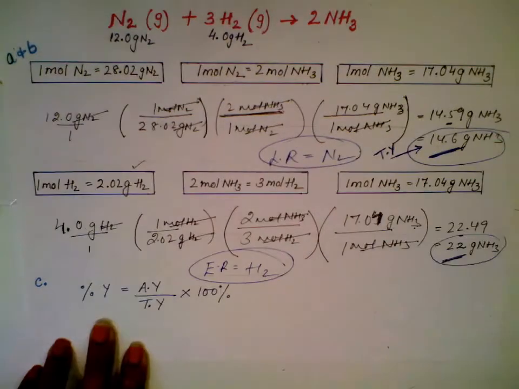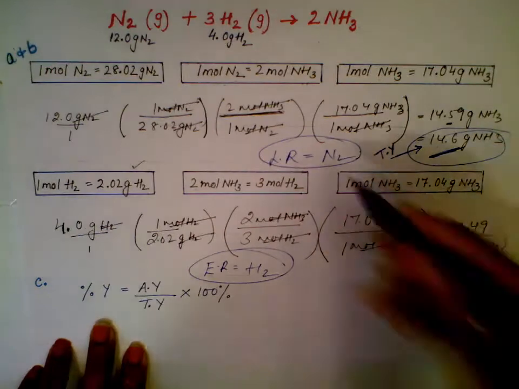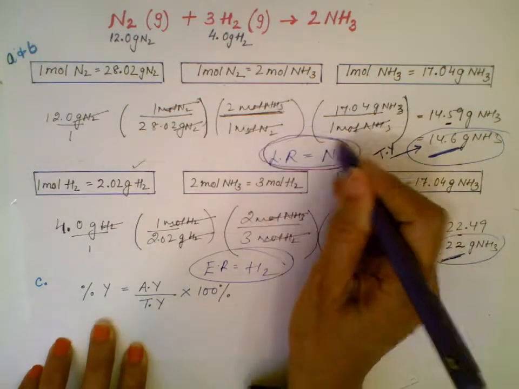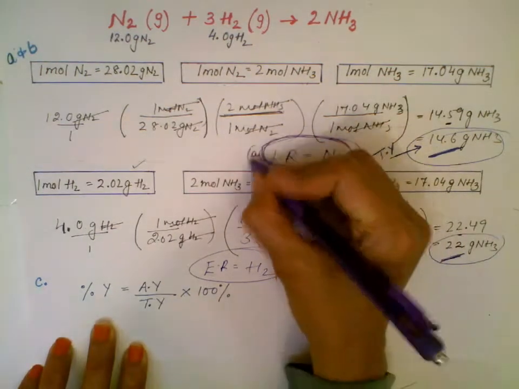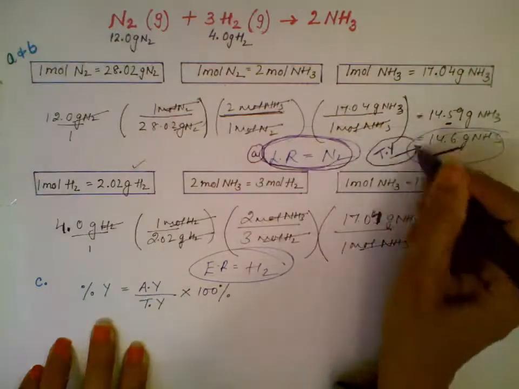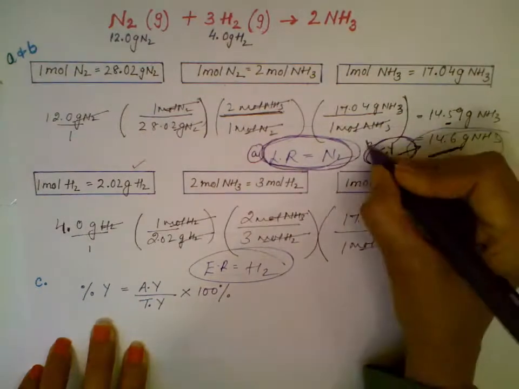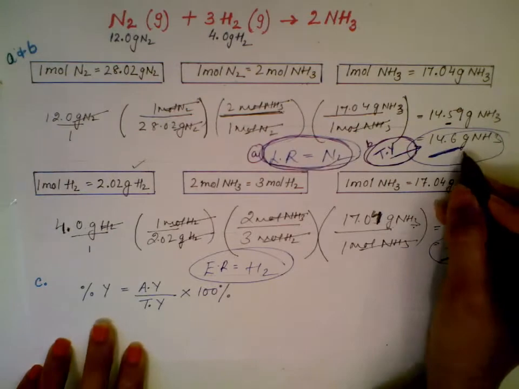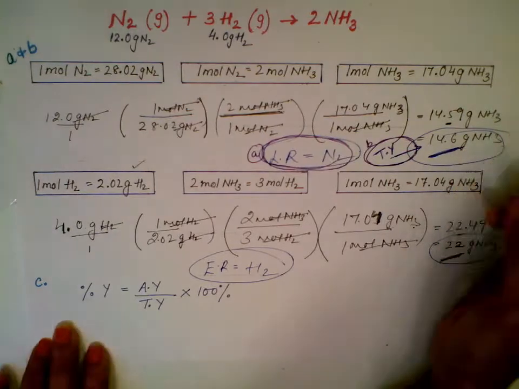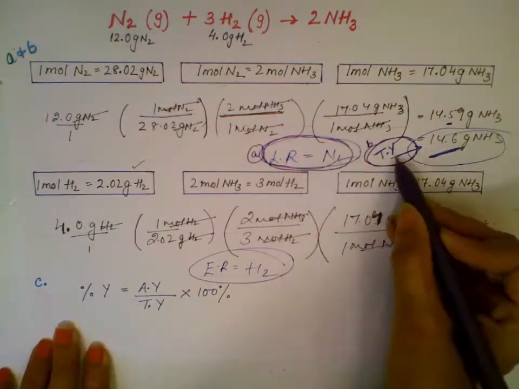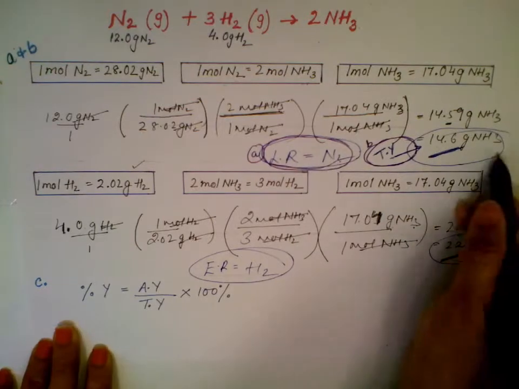So what did we answer? We answered which one is our limiting reactant. That was the question, A. And then we were asked what is the theoretical yield, which is 14.6 grams of ammonia. So limiting reactant nitrogen, theoretical yield 14.6 grams of ammonia.